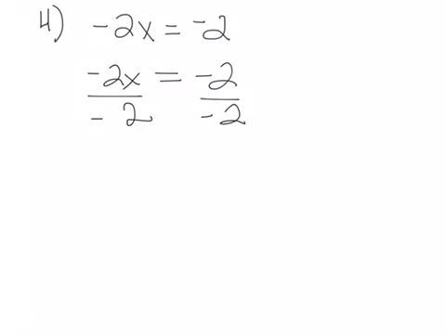Negative 2x divided by negative 2, those negative 2's divide out, leaving us with x equals negative 2 divided by negative 2. 2 divided by 2 is 1. The signs are alike, so it is positive. So x is equal to 1.